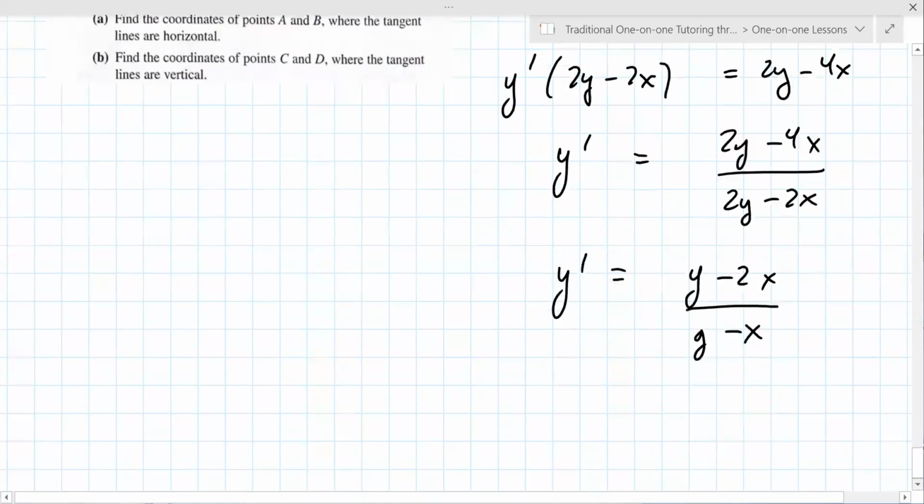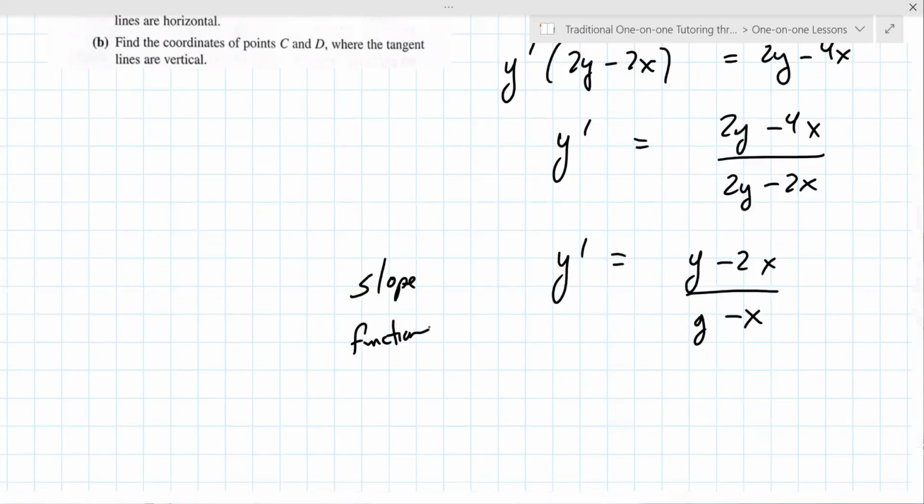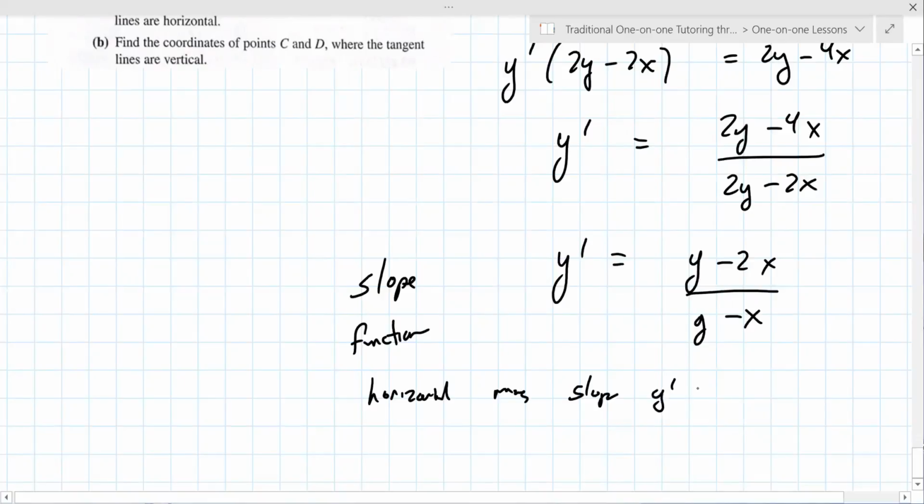So, as you've asked and said many times, this is the slope. This is the slope function. If you give me an x and a y, I give you a slope. So it's horizontal when the slope equals 0. Horizontal means slope, y prime, m, all those things equal 0. Now when it's rational like this, it's when the numerator equals 0.